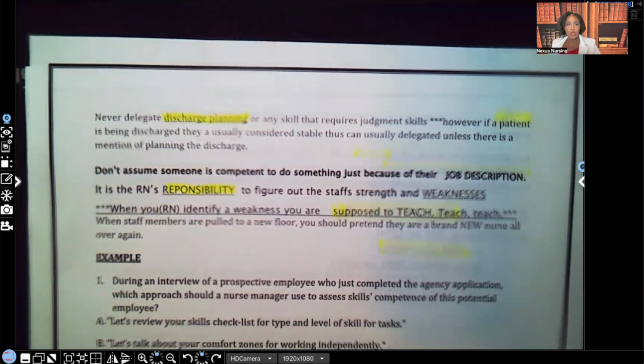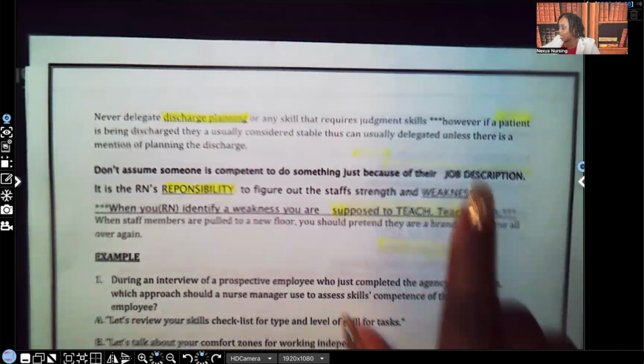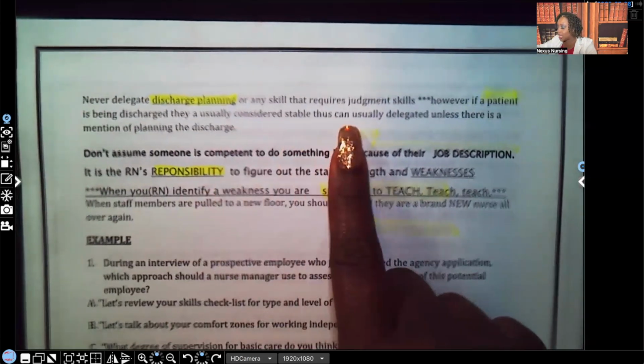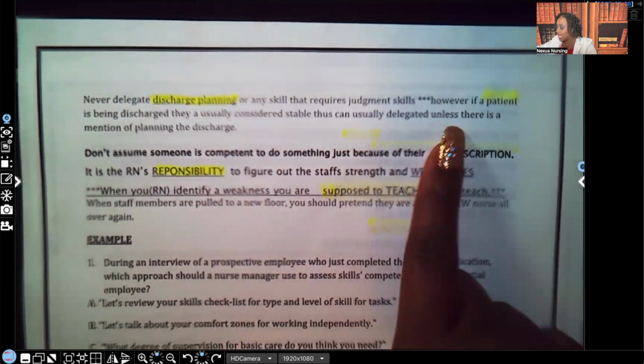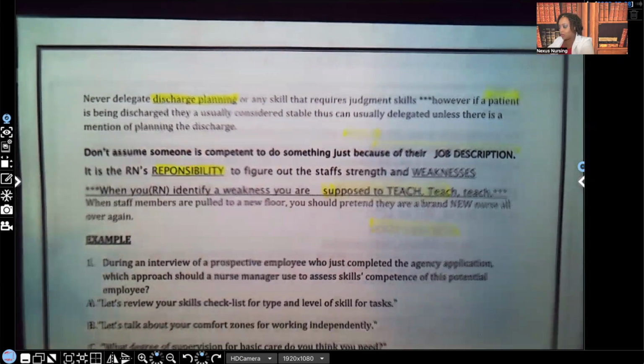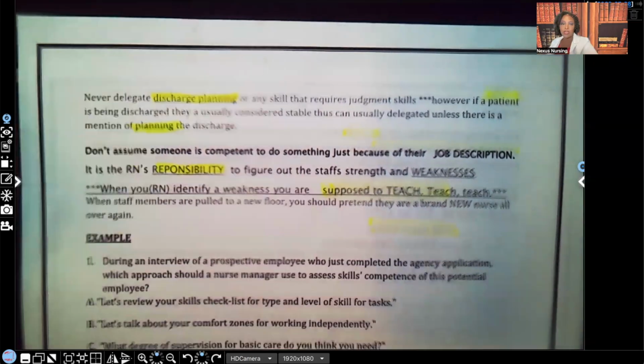You, the registered nurse. You're the one who has to pick up the phone and call the healthcare provider and ask for a social worker to be on the case, for a case manager to be on the case, for home health, for DME, all of that. You, the RN, have to ask for those orders, okay? However, if a patient's being discharged, they're usually considered stable, thus can usually be delegated unless there's a mention of, what's this word, guys? Planning. Planning the discharge.